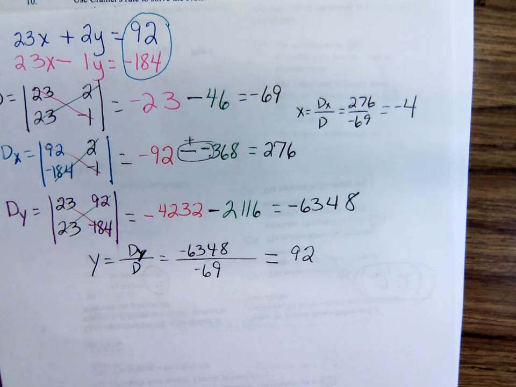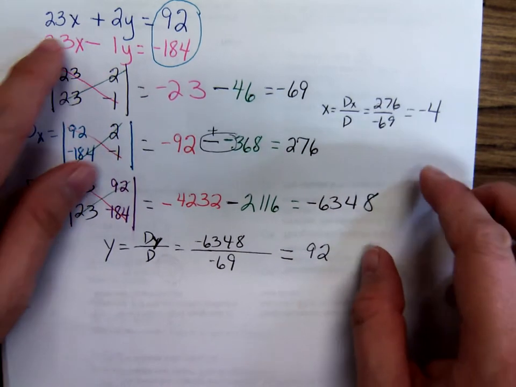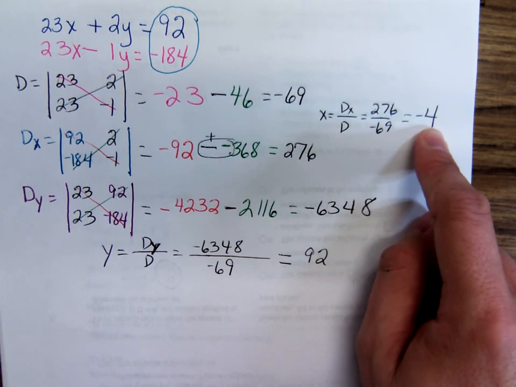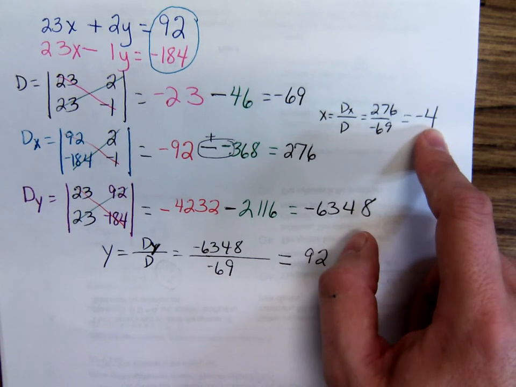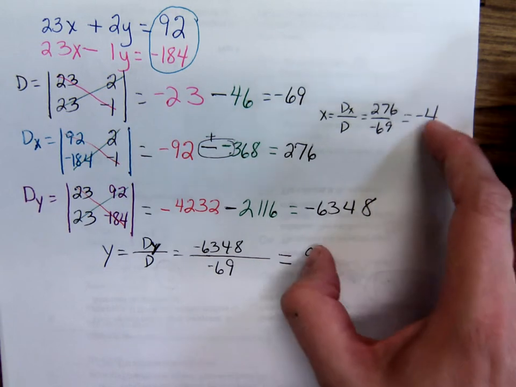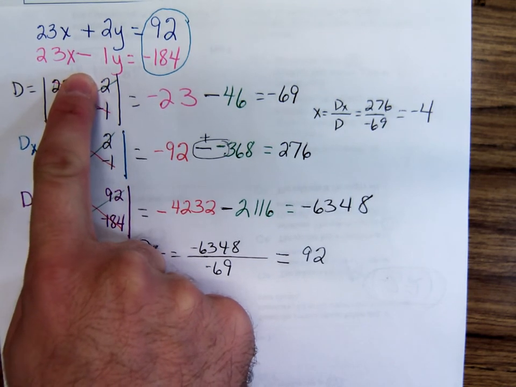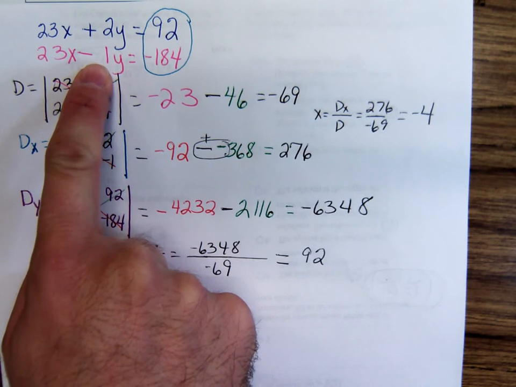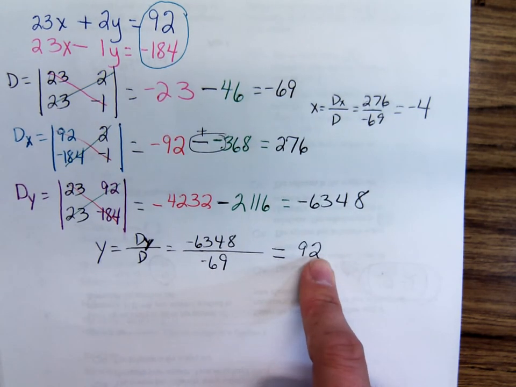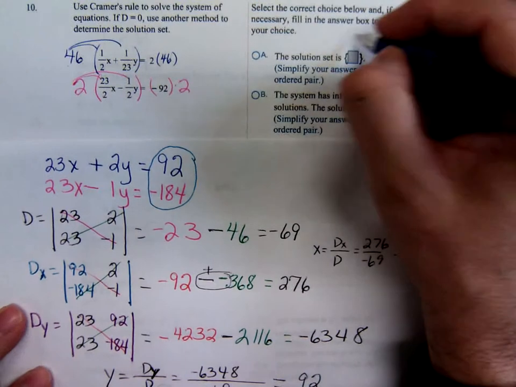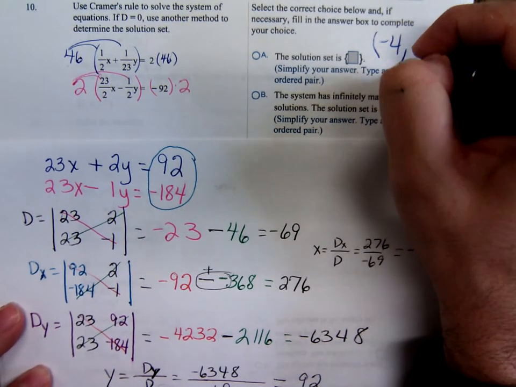So let's see, does that check? I'll plug those in. So I'm plugging into the first equation. 23 times negative 4, just using my calculator, plus 2 times 92. Is that giving me a 92? Yeah, it is. You take each of these and plug them in for x and y. 23 times negative 4 minus 1 times y. Is that giving a negative 184? Yep, it sure is. So we can go back to this equation and say the solution set is negative 4, comma 92.